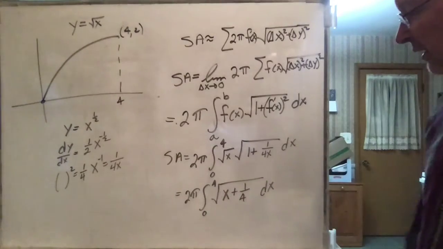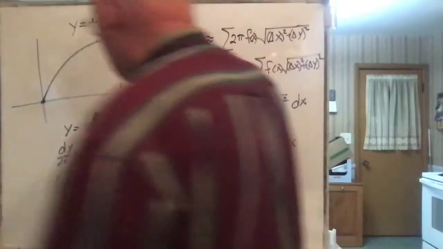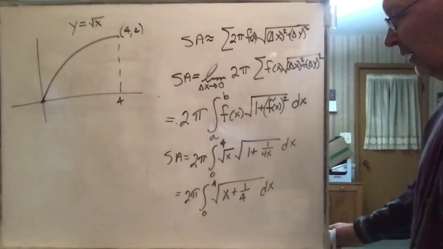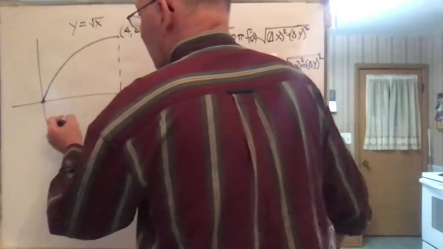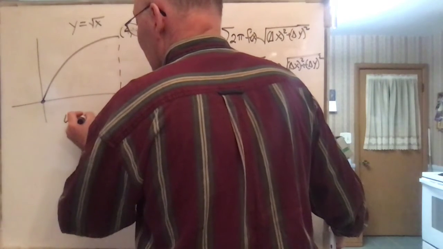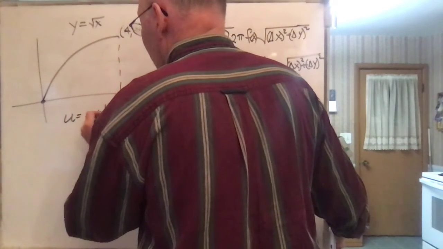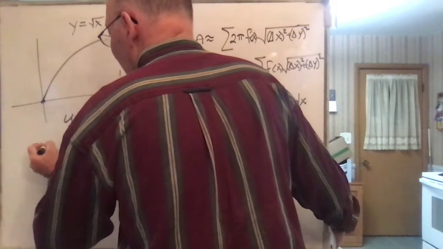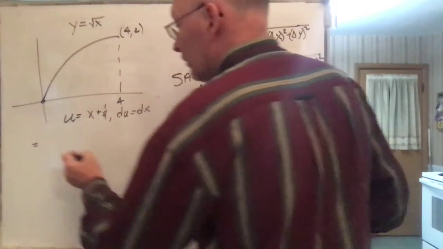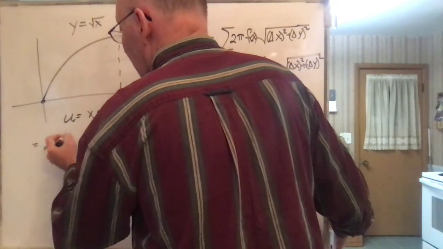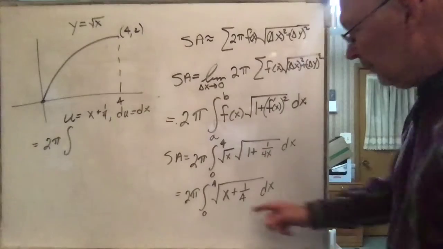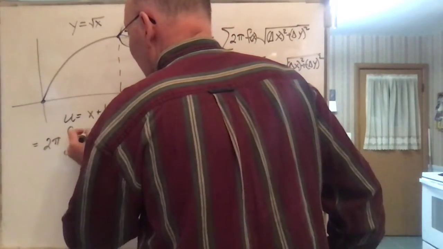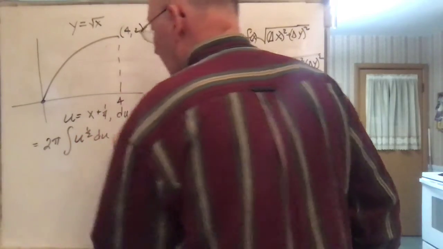And so now we need to find the antiderivative of that. And you see how to do that one? That one, you can do a u substitution. I'm running out of space here. I'll do it up here. So u is equal to x plus 1/4. So du is equal to dx. And so this whole thing becomes, I still have my 2 pi out front, the integral of square root of u du. So in other words, it's u to the 1/2 du.